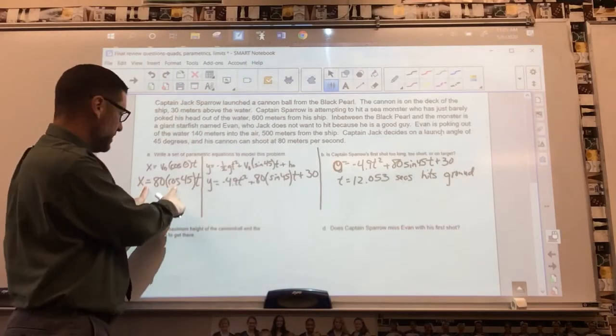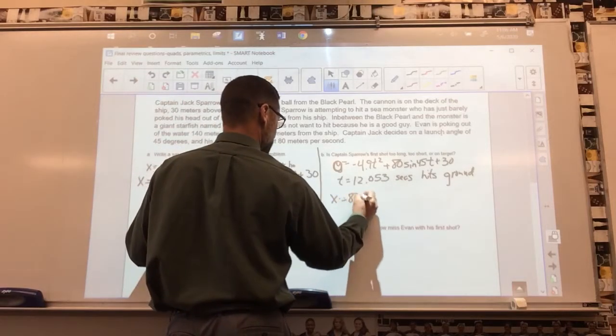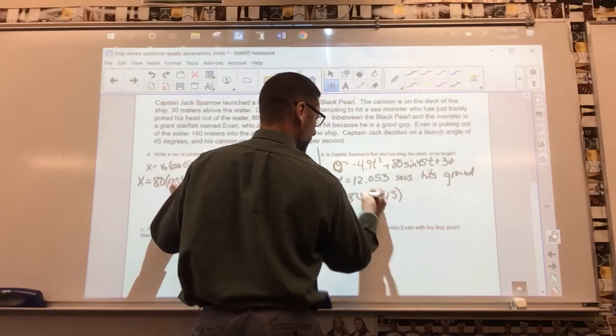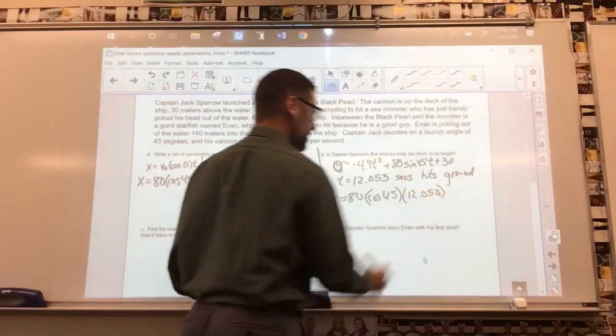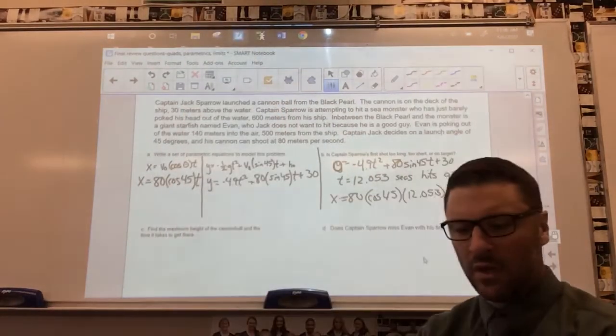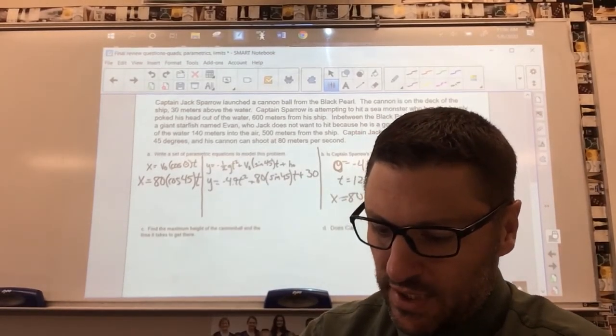We have my x equation here. That will tell me my left or right value. All I have to do is take 80 cosine of 45 and plug in 12.053 for my time, and I can find out the left or right value of this. So I'm going to go to my calculator, and this is just completely plug and chug.